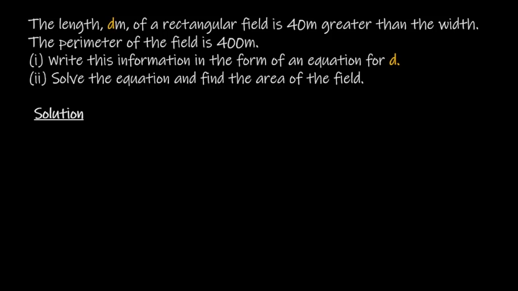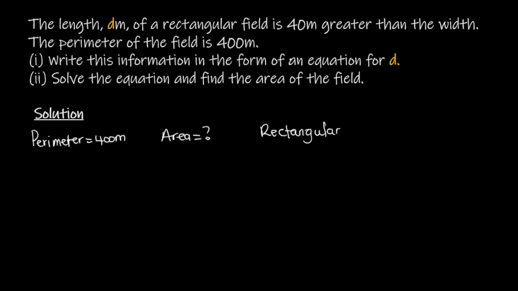First, we're told that the perimeter of the field is 400. So let me write that down first. Perimeter is 400 meters. Then we were told to solve the equation and find the area of the field. Now we need to find area. What is area? Now we're told that the field is rectangular. All right, another trouble. Rectangular or a rectangle. So what is the perimeter of a rectangle? What is the area of a rectangle? We'll be looking at that.